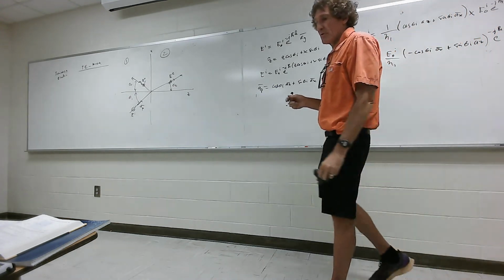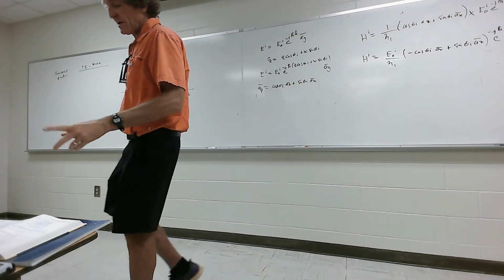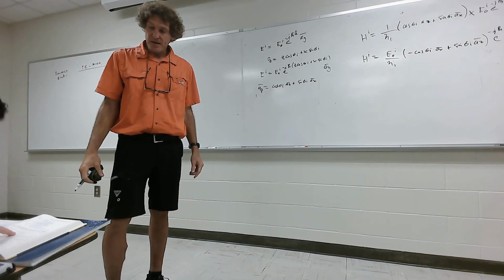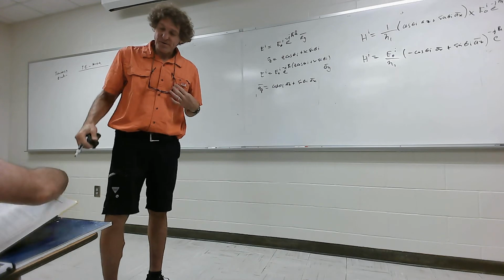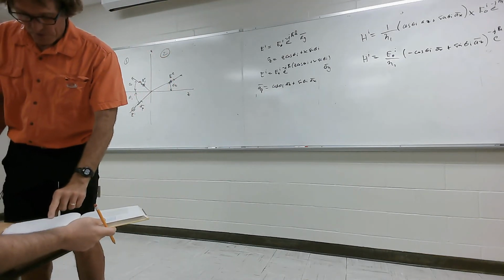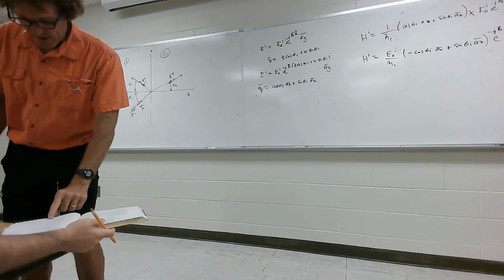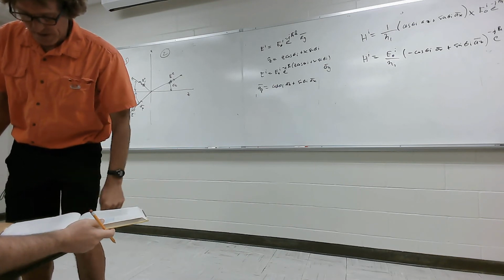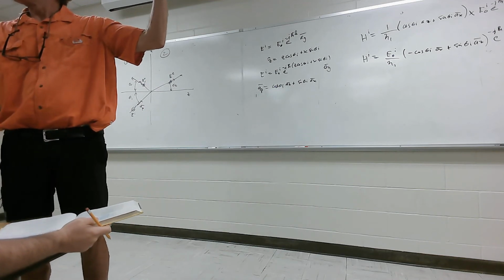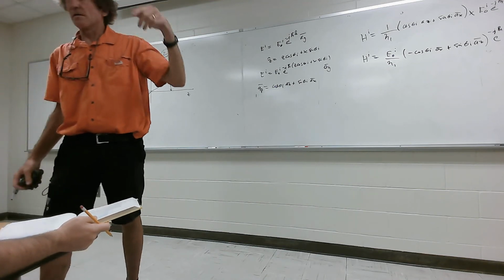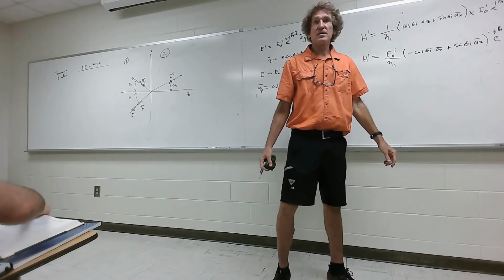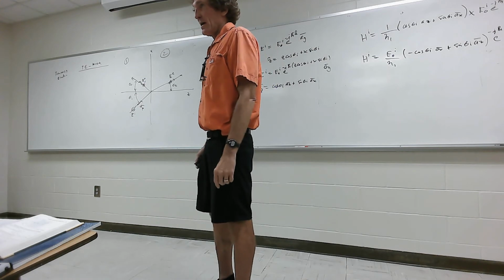Does anybody have their book open to this? This would be the incident H field for the TE mode. Can you see it? I've got it right here. It's the bottom of page 361, and you'll have incident E field and incident H field. If you look in your books, you should be able to see it. All right, so that's the incident H field and the incident E field.